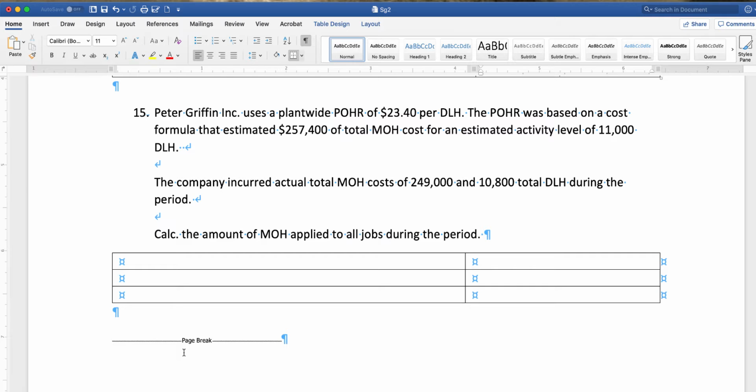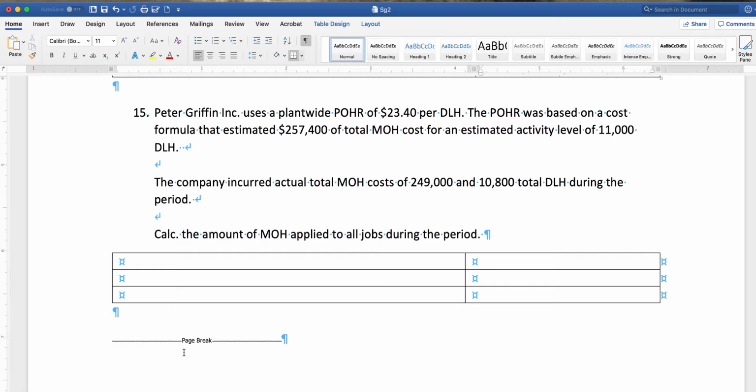We don't need to do that. That is a total moot point. I just wanted to reinforce or repeat how we calculate that predetermined overhead rate. They already gave it to us. They gave us different additional information. Here's the actual manufacturing overhead costs that we incurred. Here's the actual direct labor hours used.